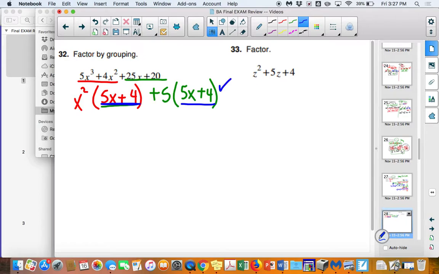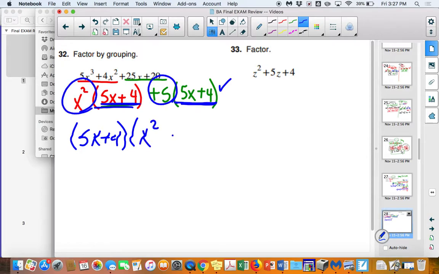Well, that means I'm going to factor out the group. So this is coming out of the second term. This is coming out of the first one. So I'm writing down 5x plus 4. And that leaves me the front part and this front part. So just write it together, and you've got it factored by grouping.